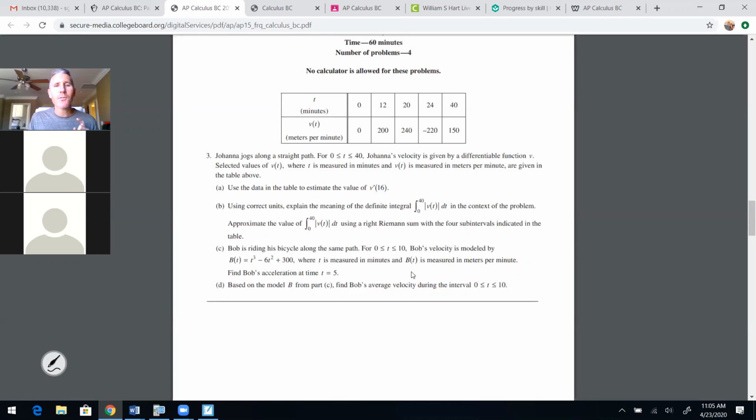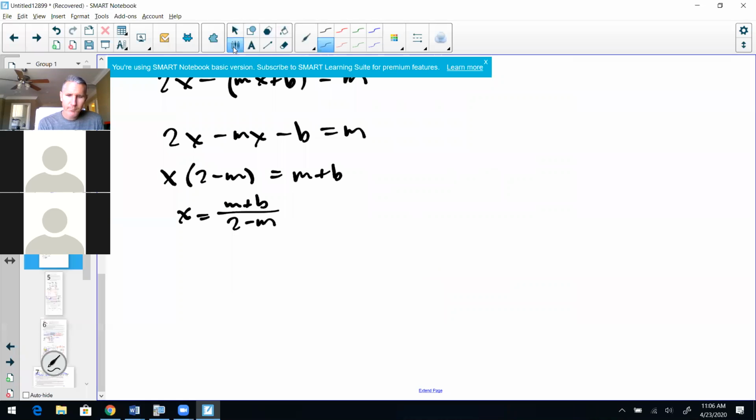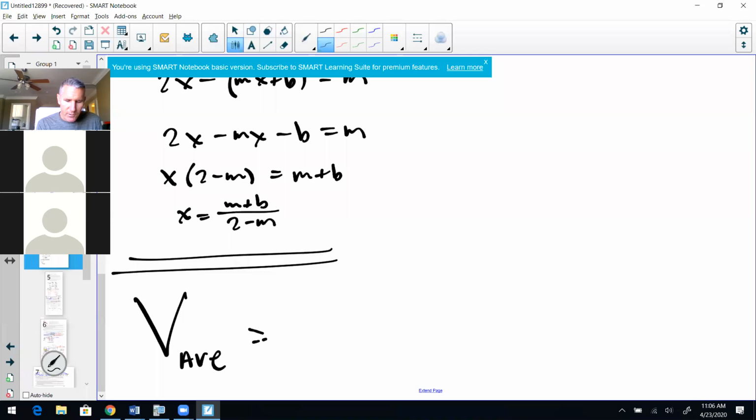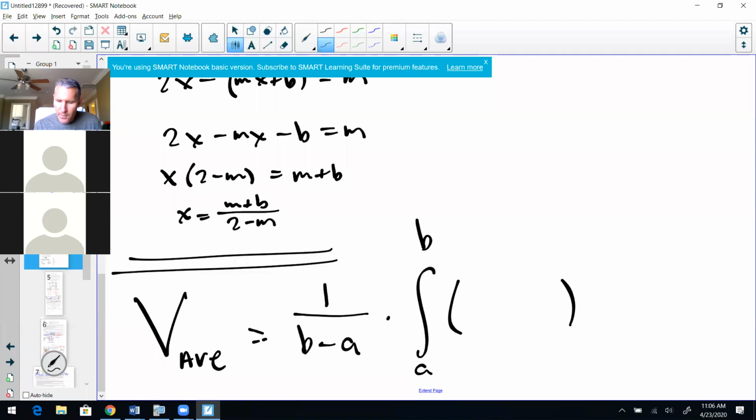So the average velocity for this problem is like an FAV type of problem, where we want the average value of the velocity. So what this is going to be is velocity average is equal to 1 over b minus a times the integral from a to b of that thing, and that's going to be with respect to t.